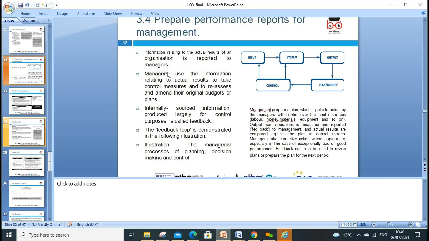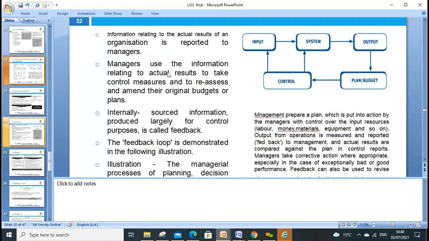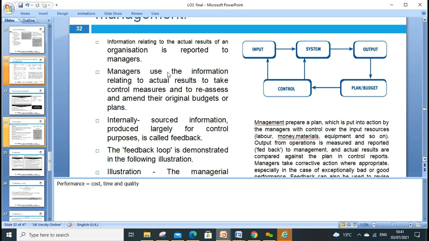We have performance. When you measure the performance of someone in an organization, performance always equals three things: cost, time, and quality. Never measure just on the cost. Because if you don't have quality, what will happen in the long run? Any question here?